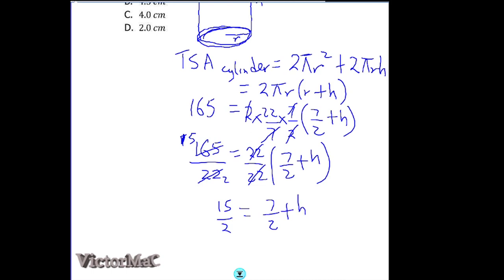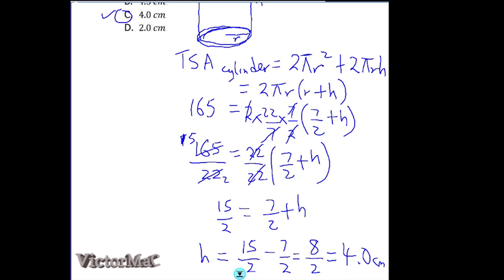So when we transfer 7 over 2 to the other side, we're going to have 15 over 2 minus 7 over 2 equals h. So I can write my h on this side. And when we find the difference here, it is 8 over 2. So 2 in 8 is 4. We call it 4.0 centimeters. So our answer is option C, 4.0 centimeters.